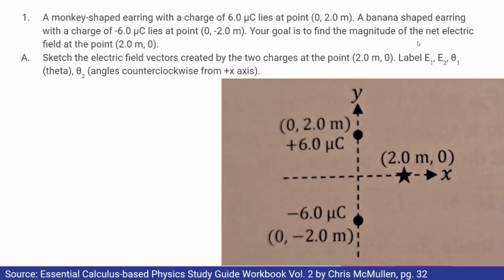Sketch the electric field vectors created by the charge at the point 2 meters, 0. Label the electric field 1 and 2, as well as their angles, theta 1 and theta 2, with the angles being counterclockwise from the x-axis.